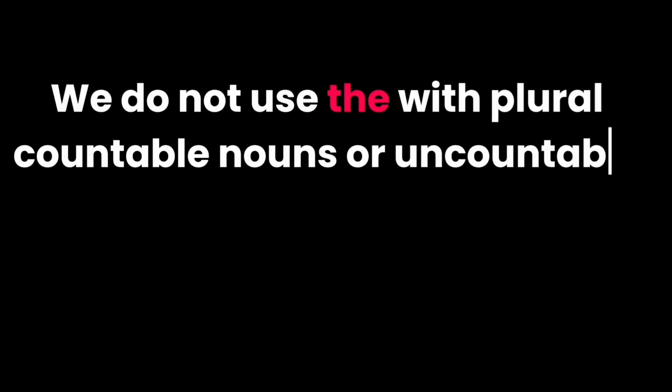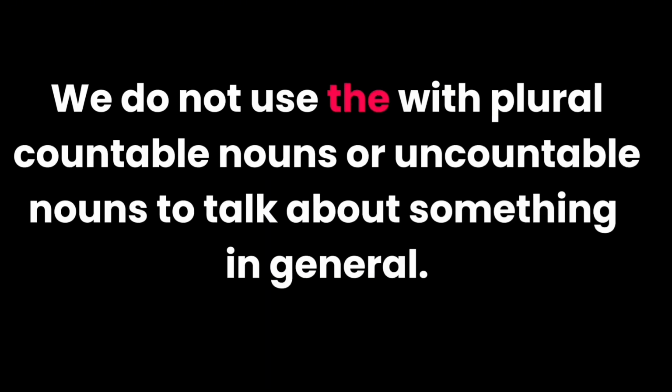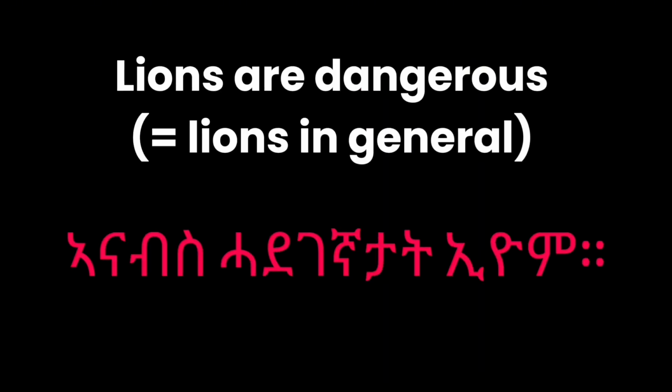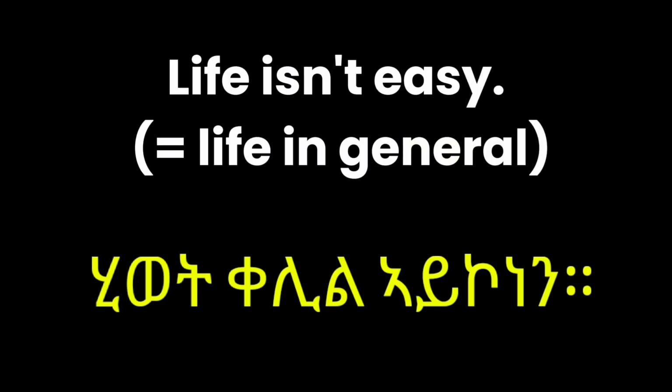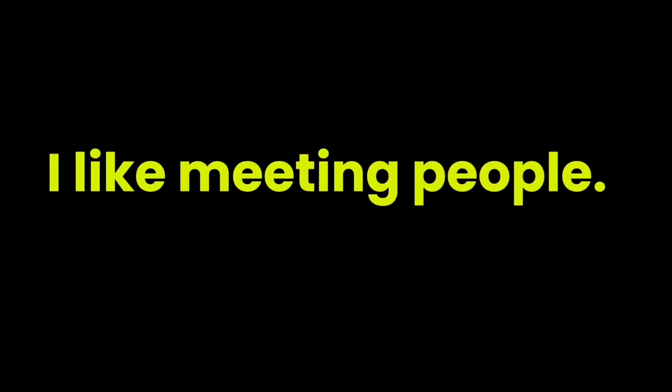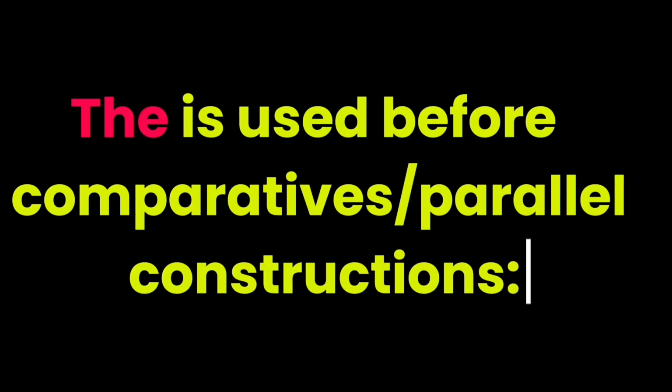We do not use the with plural countable nouns or uncountable nouns to talk about something in general. Lions are dangerous. Lions in general. Life isn't easy. Life in general. I like pop music in general. Milk is good for you. I like meeting people.